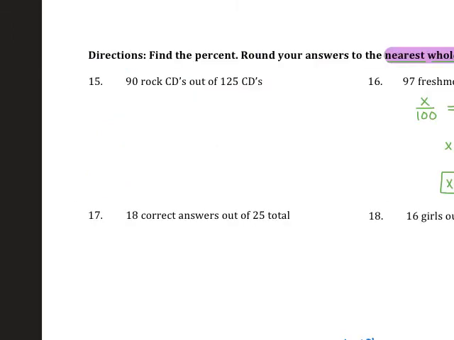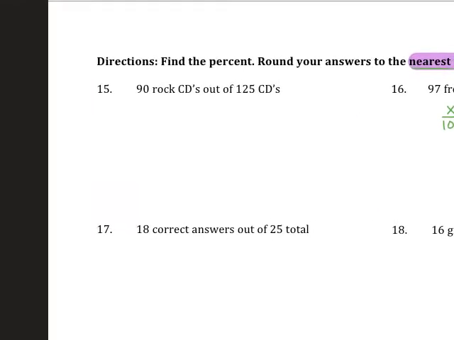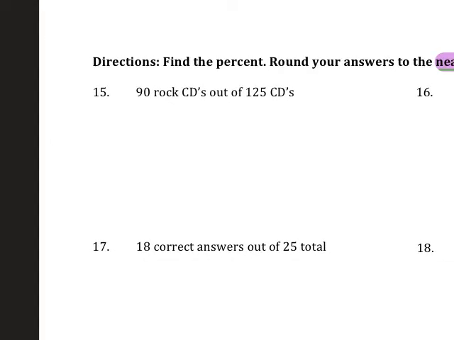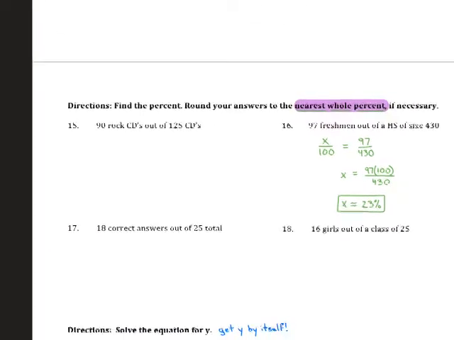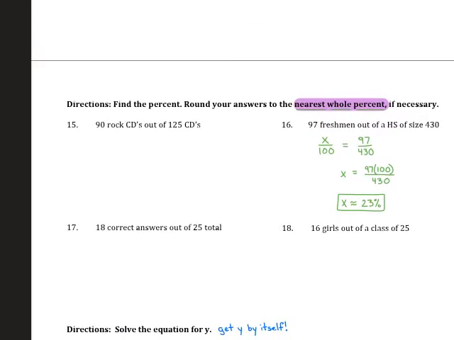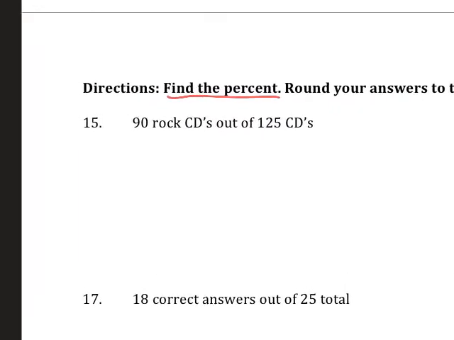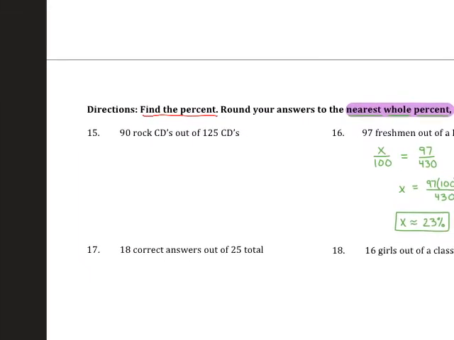All right, so I'm going to do you a little favor here, and we're going to do number 15 together. We'll give you one more problem that you don't have to do on your own. But still, it's good to understand what's going on here. So the directions are always the most important thing to read. All right, find the percent and round your answers to the nearest whole percent if necessary. Okay, so we are looking at what percentage 90 rock CDs are out of 125 CDs.